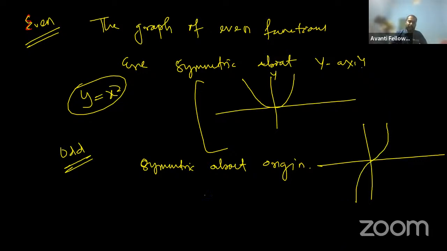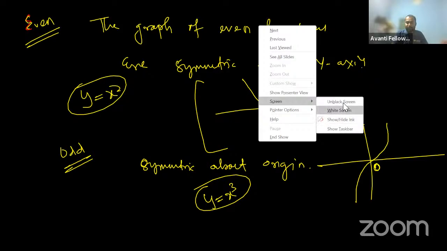Okay, so this is an example of y equal to x cube. You can see this is my origin. If you fold the graph, fold the paper by the origin, then we'll get the graph symmetric. Both sides of the origin will be symmetric to each other, right? So then we can say the graph of odd functions is always symmetric about the origin. Clear, everyone? If it is clear, let's move to the next thing.